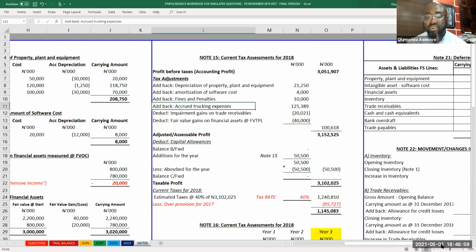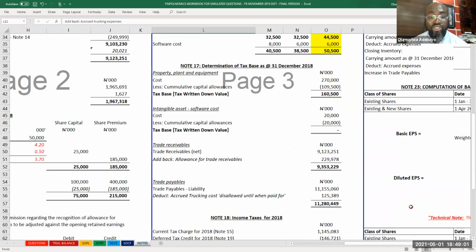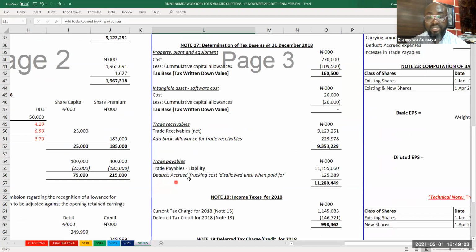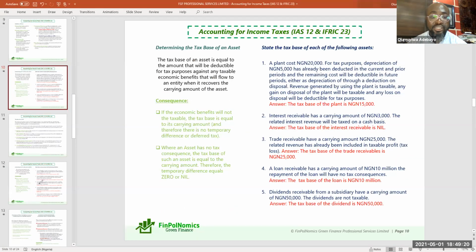And that is why, for purpose of deferred tax, we adjust our trade payable by deducting the amount that will be deducted for tax purposes in the future, in line with the requirement of IAS 12, to be able to obtain our tax base. If you go back to what we have done in class or in the video material, you'll find out how we obtain the tax base of an asset?